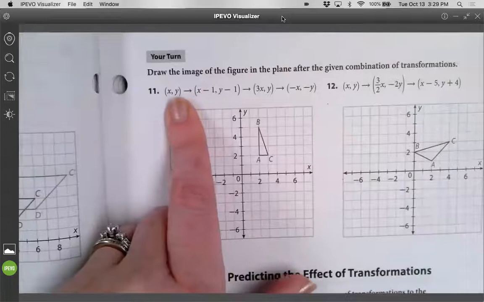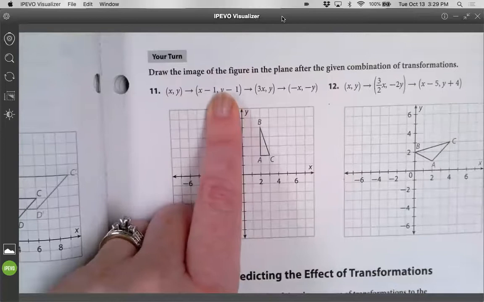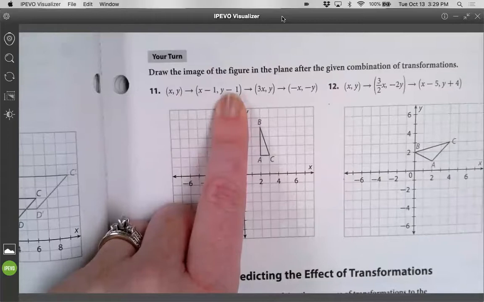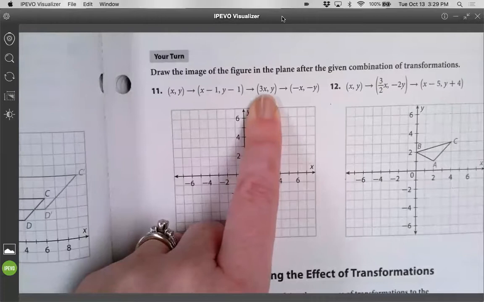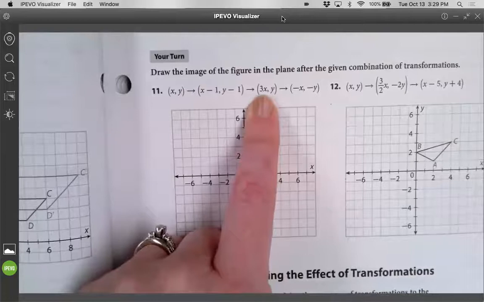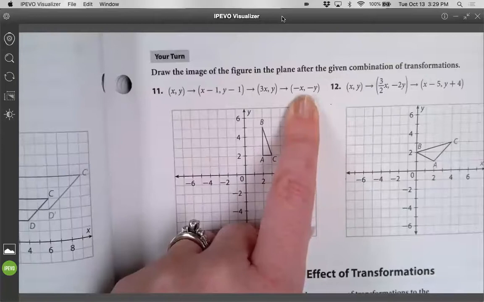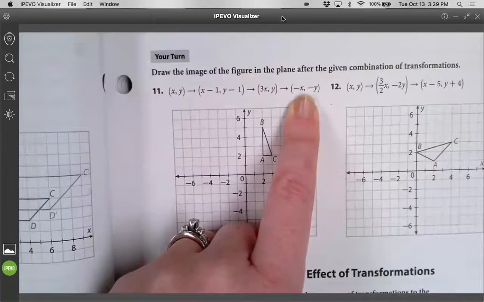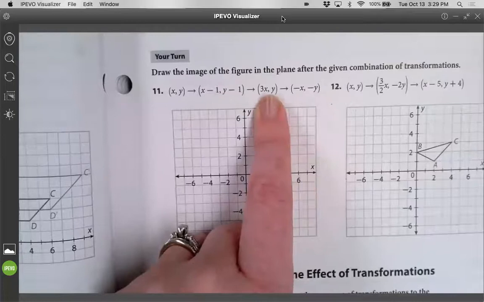Let's do another example. We have X comma Y turning into X minus 1, Y minus 1. Well, that just is a slide. This is a translation. The translation goes left 1 and down 1 of all of these points. Then we have this. This is a transformation that doesn't have a name. It's not truly a dilation because it doesn't have a 3 and a 3 with your X and your Y, but it does change our figure because we're multiplying here. And then we have negative X, negative Y. This is a 180 degree rotation around the origin or around 0, 0. So you have a translation, you have a rotation, and then you have just a general transformation without a name.